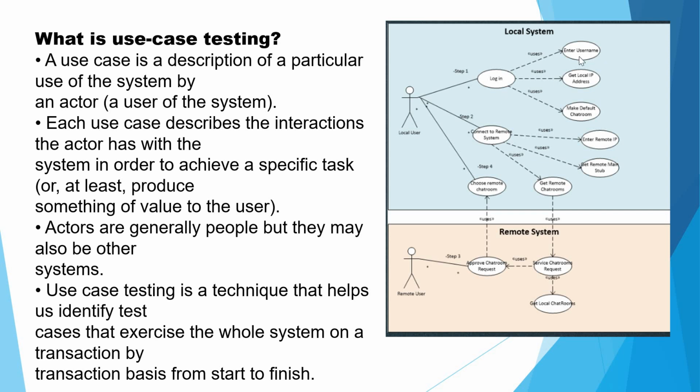In the login, you'll have the username, get the local IP address, make a default chat room, and connect to the remote system. Then we can have enter remote, get remote. So these are the test cases we will have for these. You can take a snapshot of it to get a clear picture, so you can pause and understand this. I think this is a very good example for people to understand how the local user has different scenarios and how the use cases can be. There are different ways of login and you can do it like that.